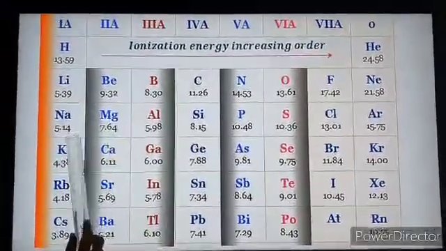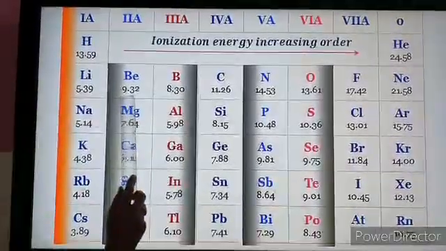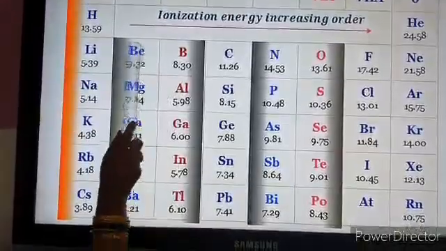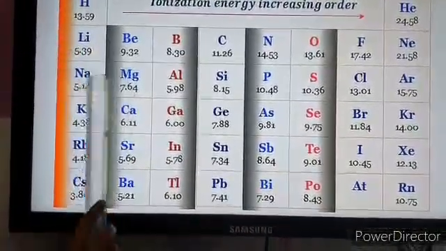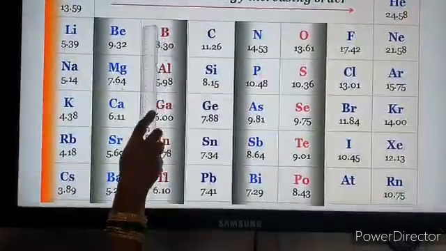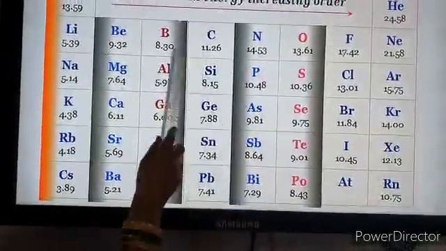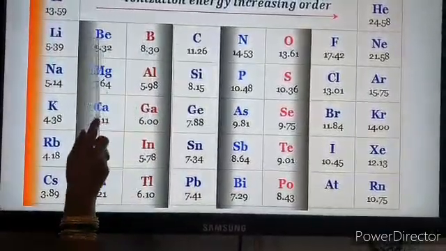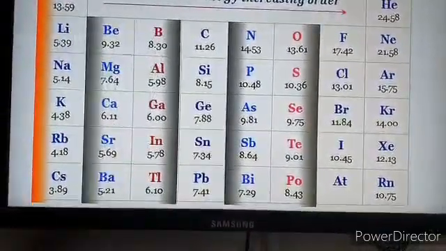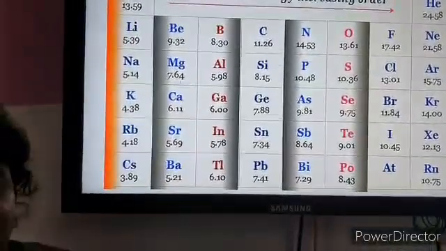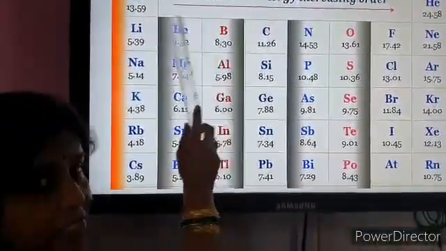There are some exceptions here. See, here beryllium is having more ionization energy than boron. The reason is, in case of beryllium, the differentiating electron goes to s orbital, whereas in boron, the differentiating or the last electron goes to p orbital. The penetration power of p is less than s, therefore it is easy to remove electron from p compared to s. Therefore, the ionization energy of beryllium is greater than boron.